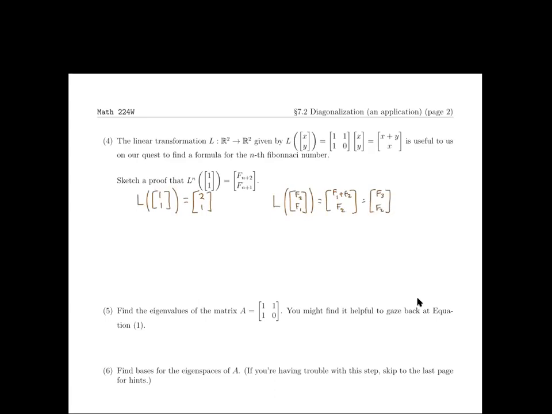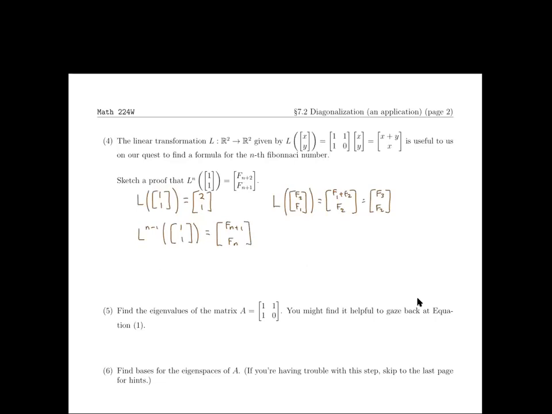And if you go on to take more math classes, you'll see that there's a proof of this by mathematical induction. But the idea is, if we believe that this happens, then L to the n minus 1 of the vector 1, 1 should give us Fn plus 1 and Fn.